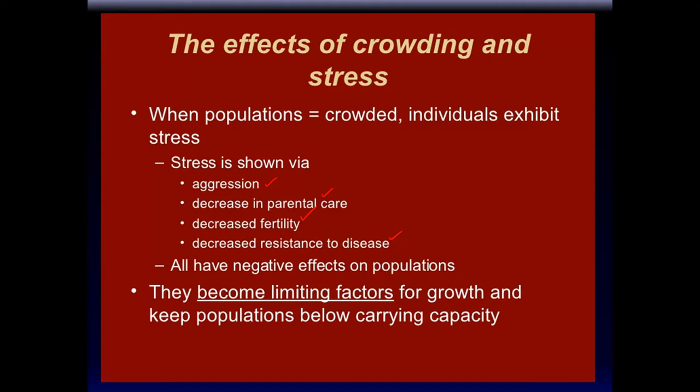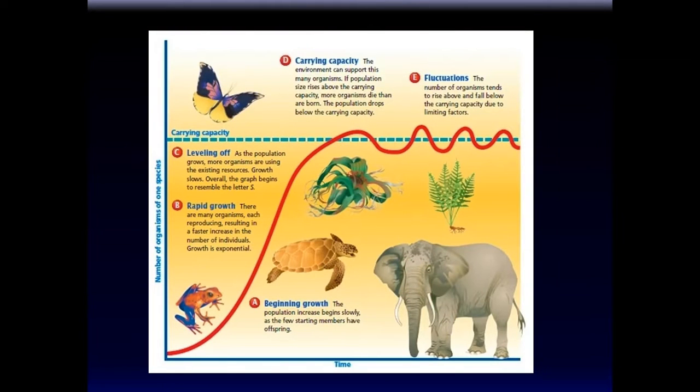So there are substantial negative effects in high density population areas for organisms. When the population grows, crowding and population density itself can become a limiting factor, which levels the population off at the carrying capacity. So this is a summary of our discussion here.